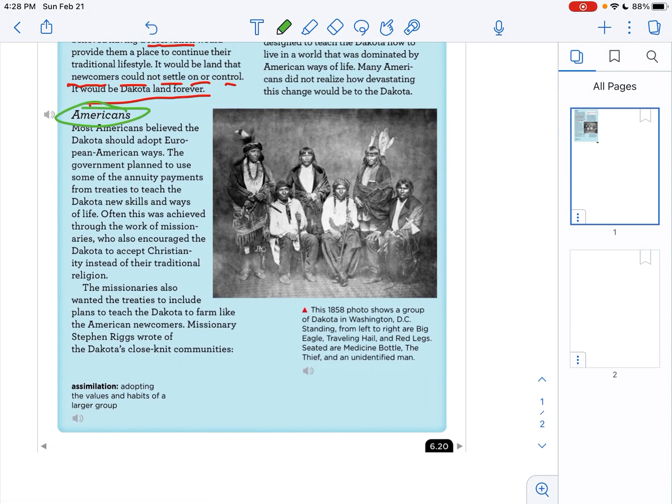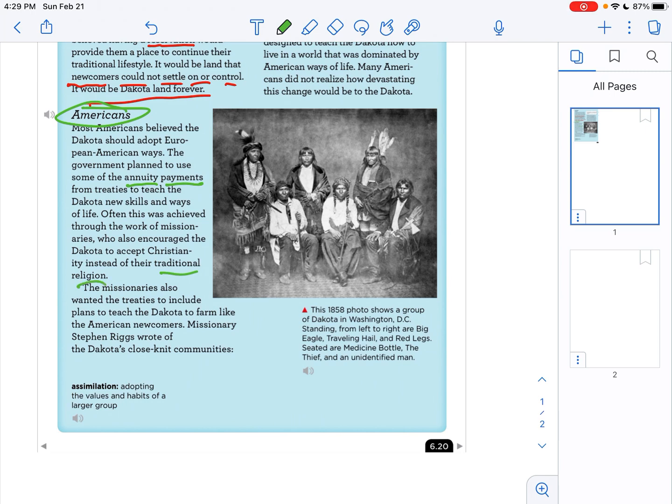Most Americans believed the Dakota should adopt European American ways. The government planned to use some of the annuity payments. These annuity payments were yearly payments that the United States government was giving to the Dakota for the sale of their land. So the government planned to use some of the annuity payments from the treaties to teach the Dakota new skills and ways of life. Often this was achieved through the work of missionaries, who also encouraged the Dakota to accept Christianity instead of their traditional religion.